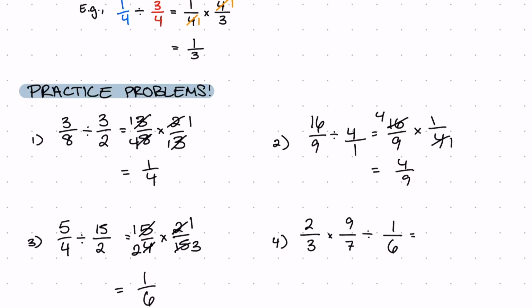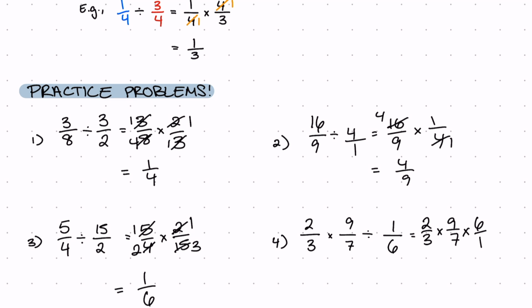And lastly, we have another big problem, so try to attempt this on your own before looking at my solution. So we have 2 over 3 times 9 over 7 divided by 1 over 6. So let's make this all multiplication. So let's keep the first part the same, times 9 over 7. And let's convert 1 over 6 into multiplying by 6 over 1. Okay, now let's just reduce and then multiply.